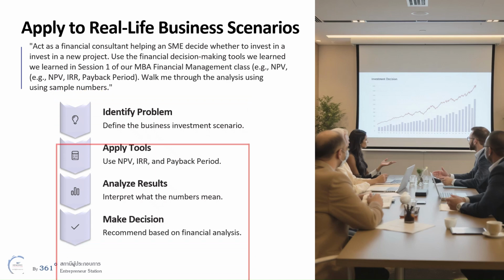Tell AI 4 things. Identify the problem: what's the investment decision? Apply financial tools: use NPV, IRR, and Payback Period. Ask AI to give the numbers, and don't forget to ask AI for the inputs needed for calculating the requested numbers. Analyze the results: what do the numbers tell you? Make a decision: use data to recommend action. This mirrors how financial managers think in the real world.